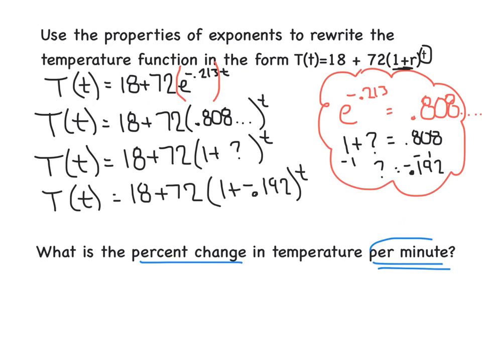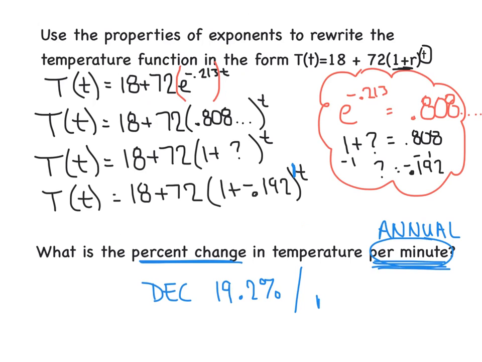Now the whole idea of this per minute implies that the exponent had to be a 1. If this exponent right here wasn't a 1, we wouldn't be able to do per minute, just like on an annual basis, right? This goes back to our whole idea of annual change. So the percent change is just going to be, I'm going to move that decimal twice, and I'm going to say the temperature is decreasing at a rate of 19.2% per minute.